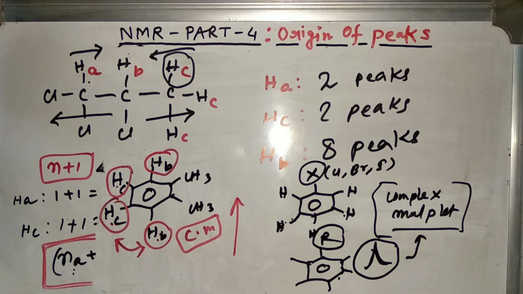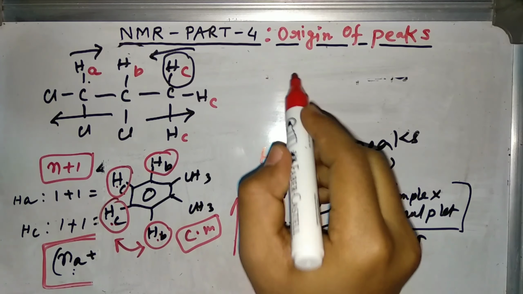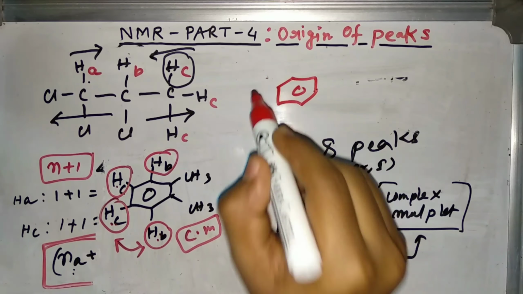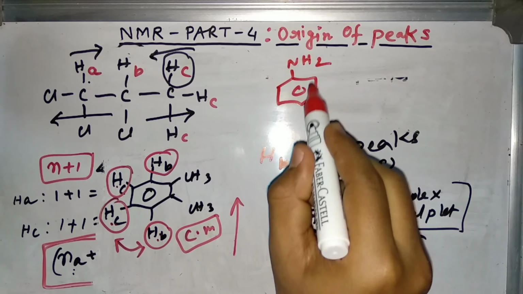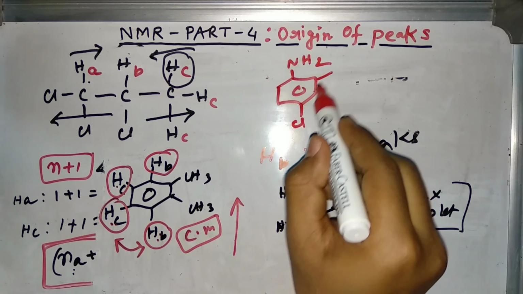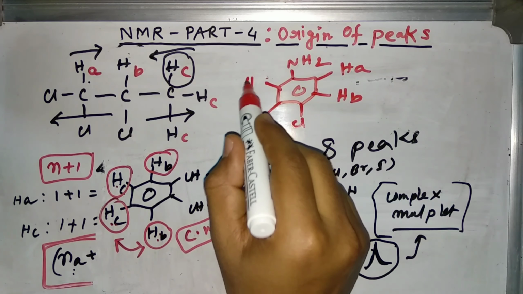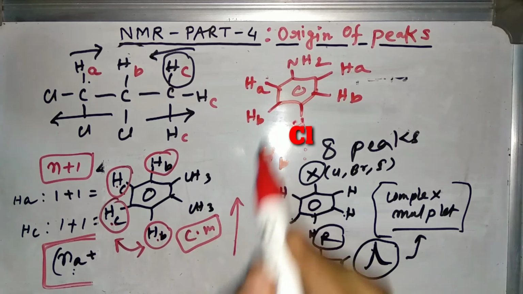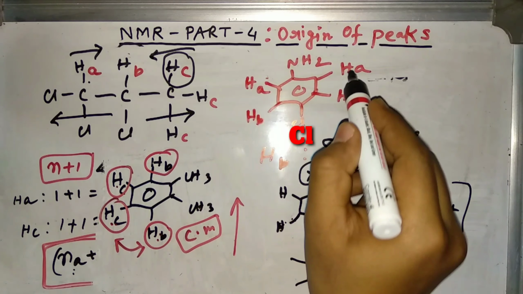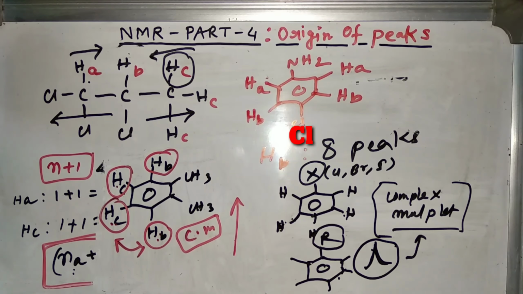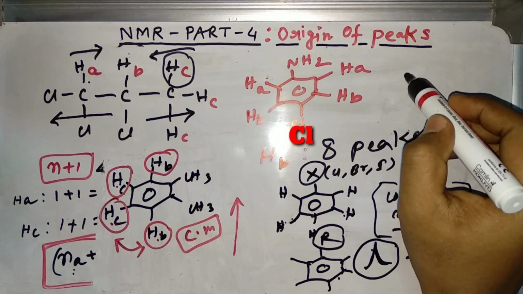And then coming to the last system, systems like that. This is an aromatic ring. Here it is an NH2 group, here it is Cl, here it is Ha, here it is Hb, similarly Ha, similarly Hb. I have considered these two as Ha and these two as Hb. So what do we get? First I am giving you the answer: double doublet.